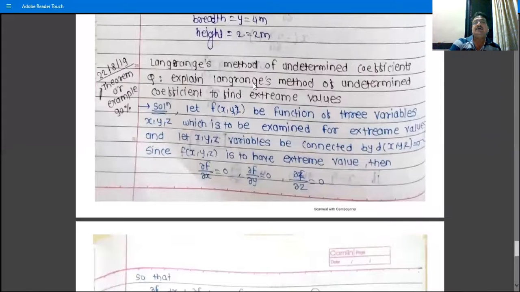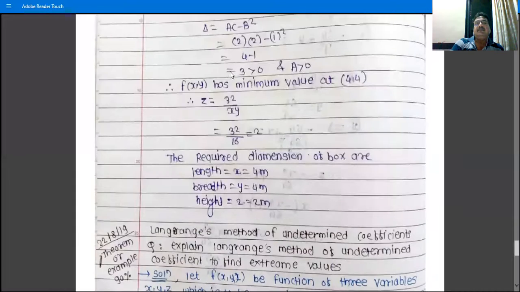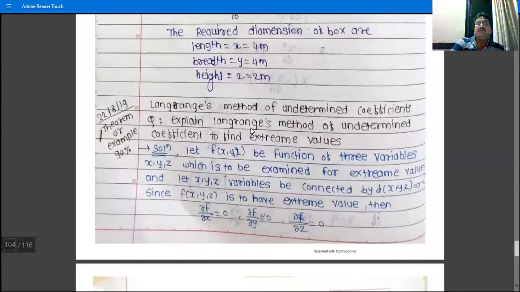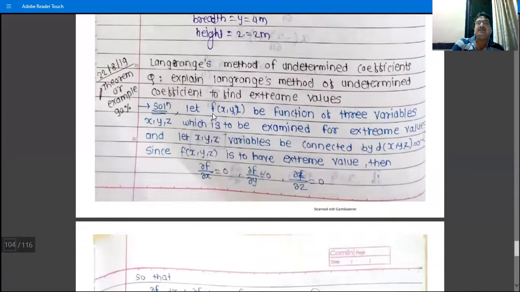The next point is Lagrange's method of undetermined coefficients. So the question is: explain Lagrange's method of undetermined coefficients to find extreme values. That is again a method to determine the maximum values of a function of three variables. The previous topic was the maximum and minimum values, or extreme values, of a function of two variables. So now we consider a function of three variables f(x,y,z), and there is a method to find the extreme values of functions of three variables, and the method is Lagrange's method of undetermined coefficients.